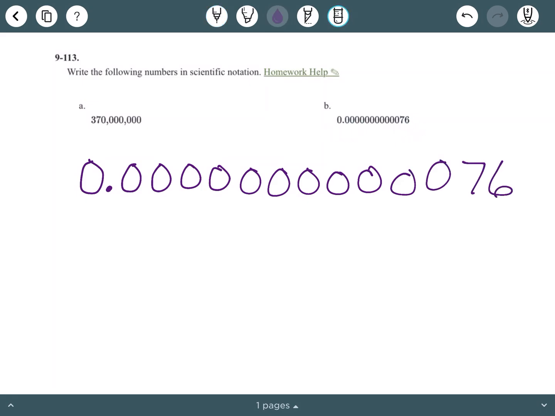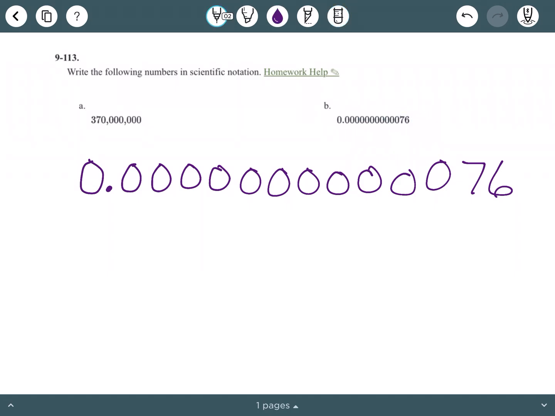Now, I'm going to go back and double check these zeros because if I even miscounted one zero, I'm going to end up with the wrong answer at the end. So this is where precision is really important. So I'm going to go back and check. I have 1, 2, 3, 4, 5, 6, 7, 8, 9, 10, 11. Yes, so I do have 11 zeros after my decimal point.